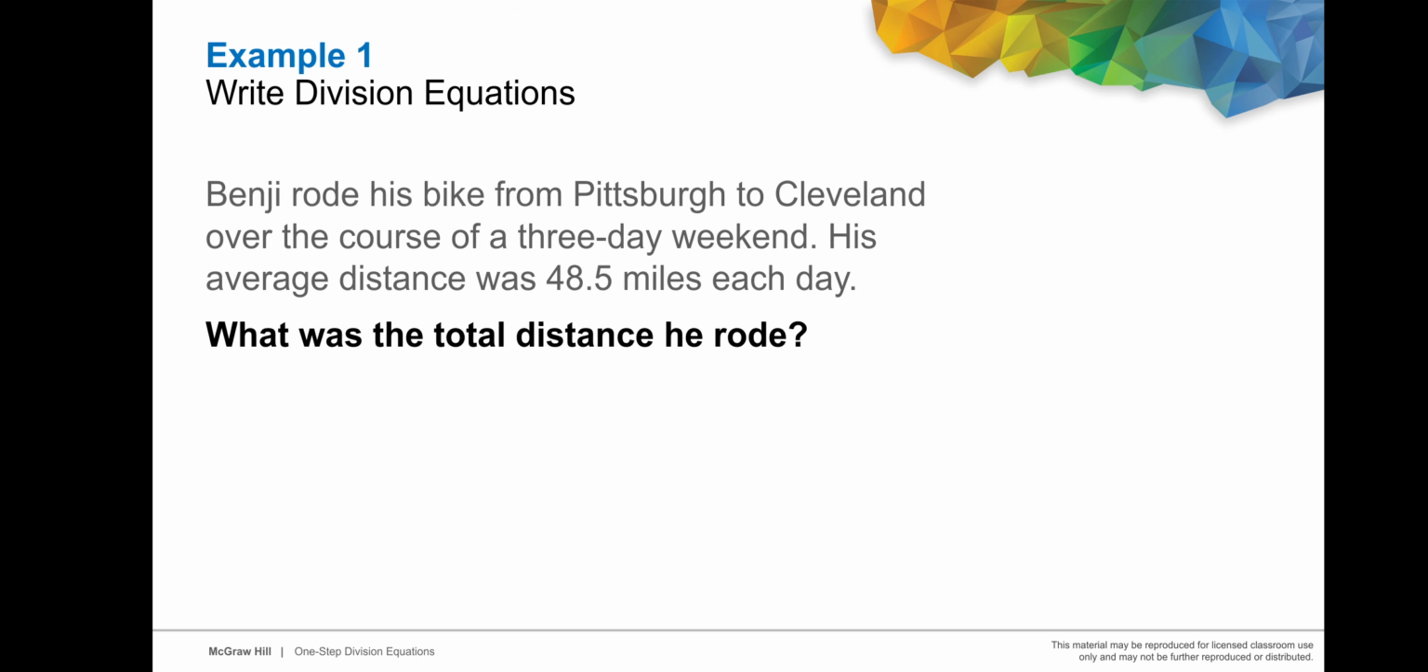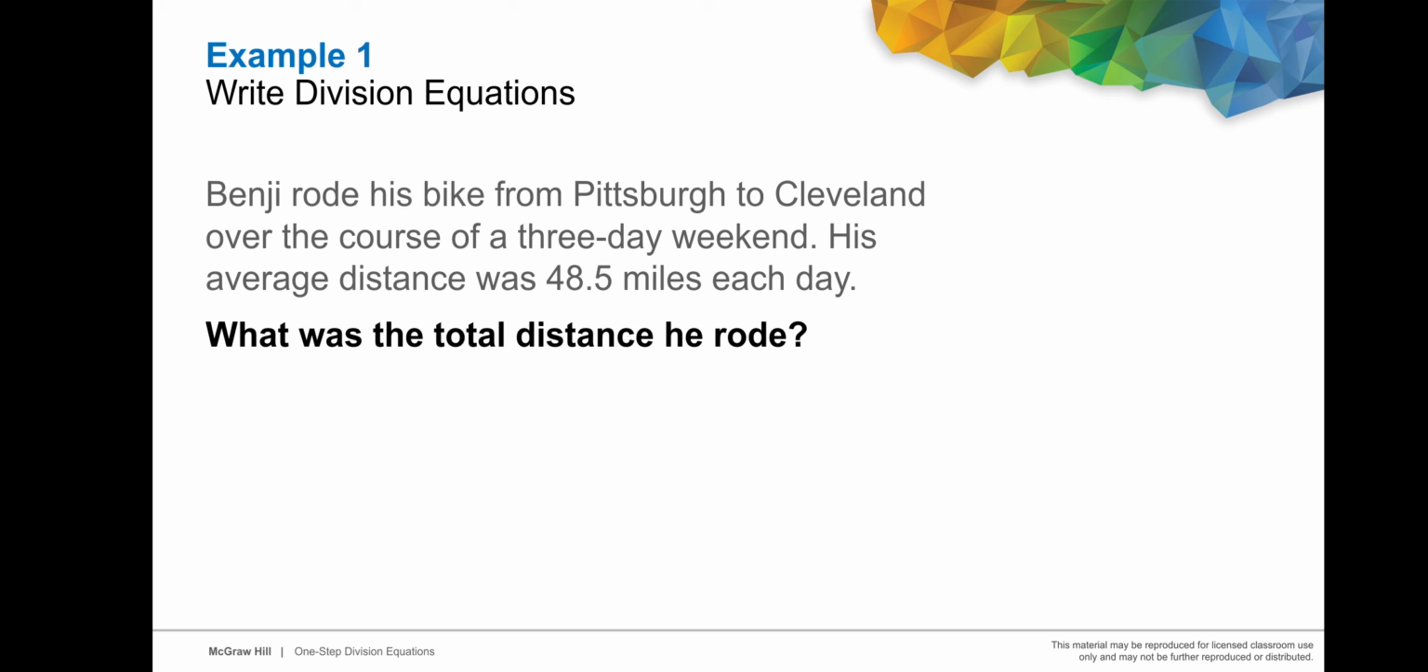They say that Benji rode his bike from Pittsburgh to Cleveland over the course of a 3-day weekend, right? So we have 3 days, and his average distance was 48.5 miles each day. So this is the average. This is not the total distance that he rode. They give us the average that each day Benji was riding his bike. Now, what was the total distance he rode? From the question, they are asking us to find the total distance that when I divide it by 3 days, the average distance each day was 48.5.